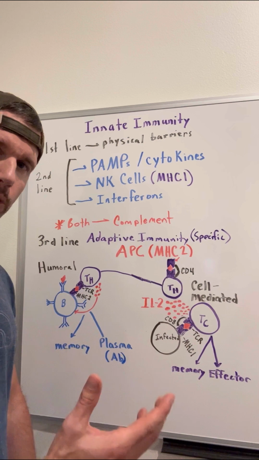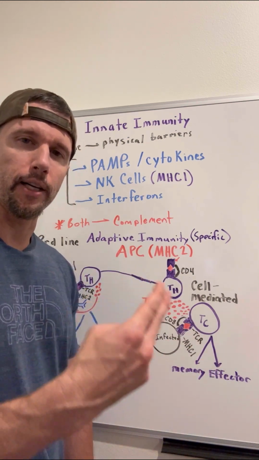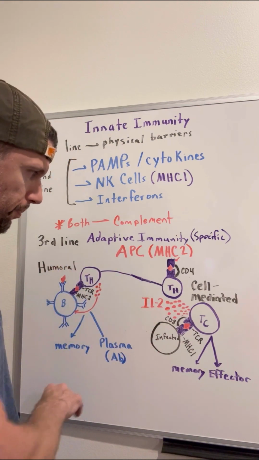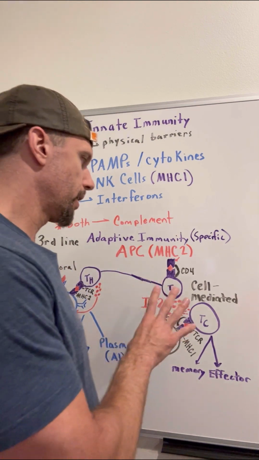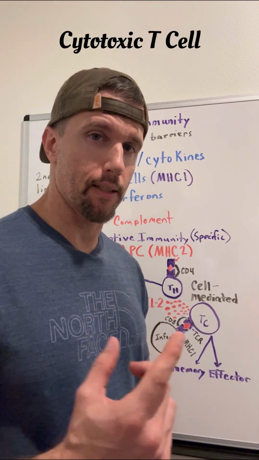So remember, the humors are the fluids. So these are our blood, our lymph, our interstitial fluid. This is kind of where all this takes place. Now, let's go over here and talk about the other type of T cell called the cytotoxic T cell.